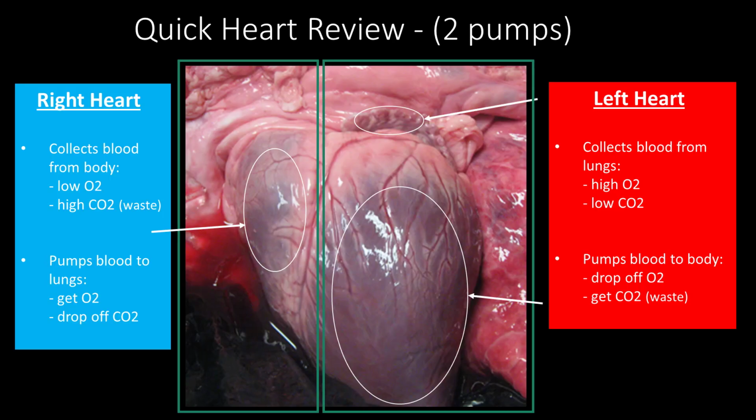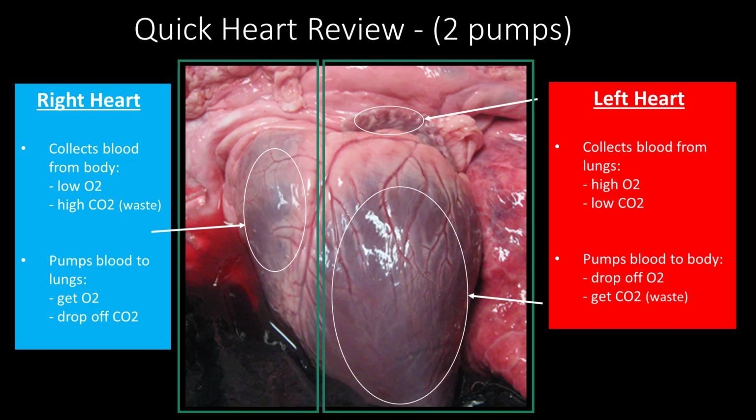Before we begin looking at congestive heart failure, let's take another look at the heart and look at it in a slightly different way. The heart is actually two pumps. There's a right-sided pump and a left-sided pump. The right side collects blood from the body. It's low in O2, high in waste, carbon dioxide, and then it pumps the blood to the lungs to pick up more oxygen and drop off carbon dioxide.